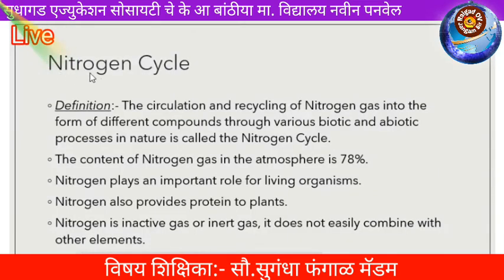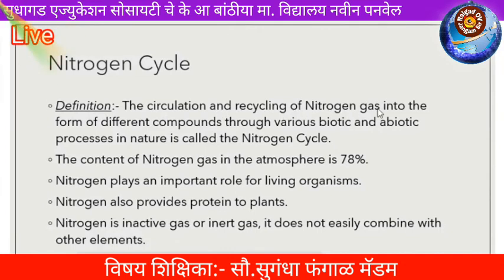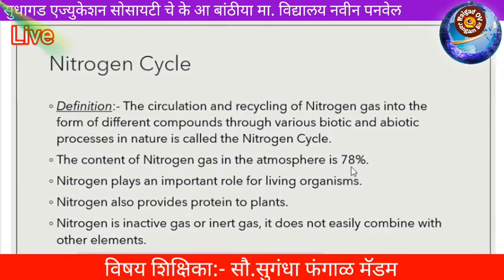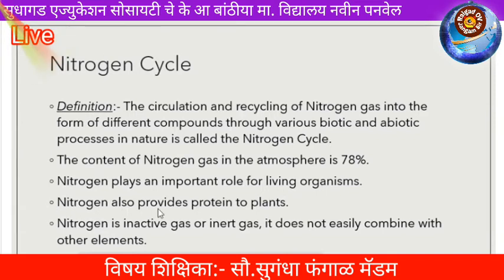Next cycle is the nitrogen cycle. The definition of the nitrogen cycle: the circulation and recycling of nitrogen gas in the form of different compounds through various biotic and abiotic processes in nature is called the nitrogen cycle. The content of nitrogen gas in the atmosphere is 78%. Nitrogen plays an important role for living organisms. Nitrogen also provides protein to plants. Nitrogen is an inactive or inert gas.